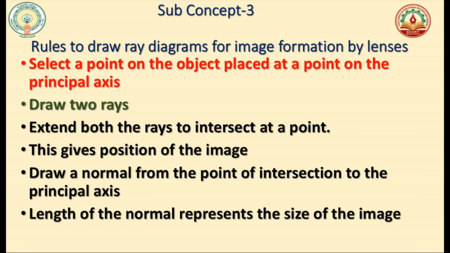First of all, to draw a ray diagram, what are the rules? First of all, we have to select a point on the object placed on the principal axis. From that point, we have to draw two rays. Already we discussed, for the image formation, minimum two rays are required. They have to meet at a point, then only image will be formed. So, draw two rays and extend both the rays to intersect at a point. From that point of intersection, draw a normal to the principal axis. That length of the normal represents the size of the image.